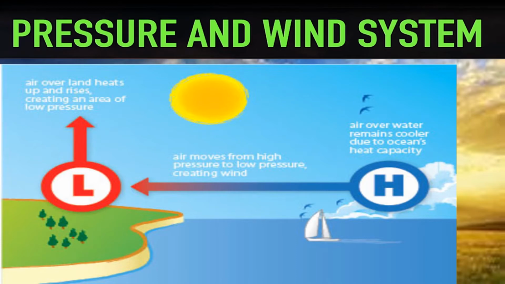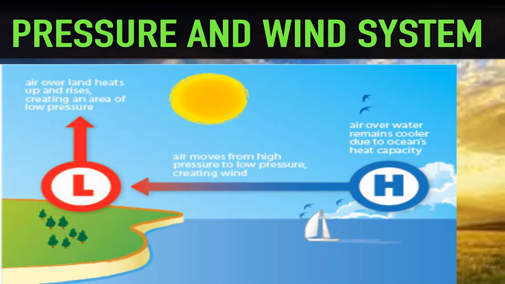The third point is pressure and wind system. Before we go into detail regarding this, there are a few things which you should understand. Point number 1. The land gets heated faster than water and cools faster than water. The second point which we must know is regarding pressure. There are 2 types of pressure, high pressure and low pressure. What is high pressure? What is low pressure?